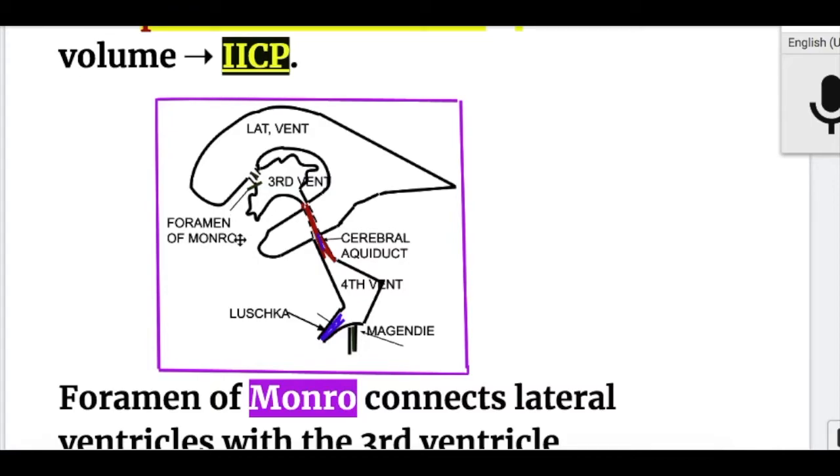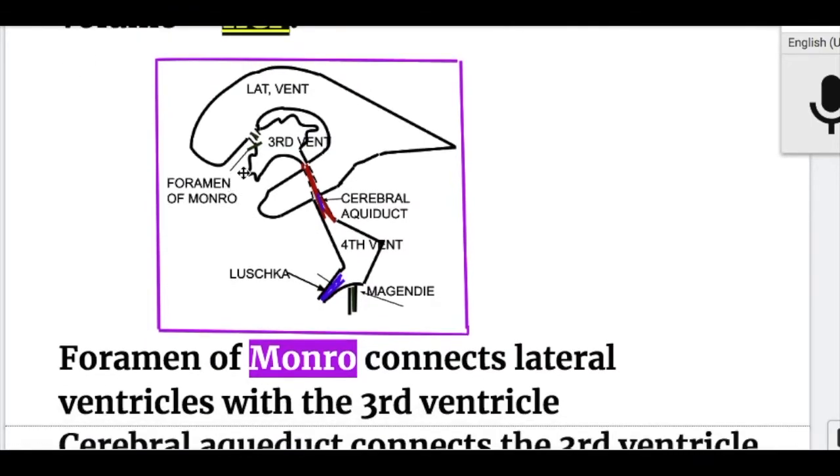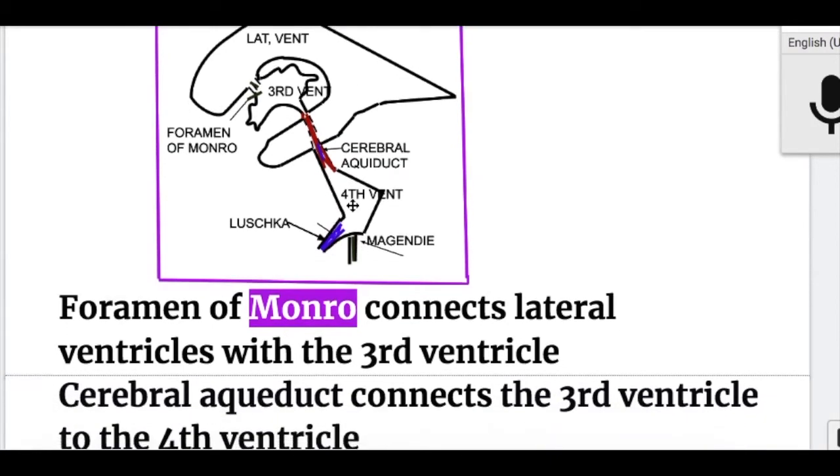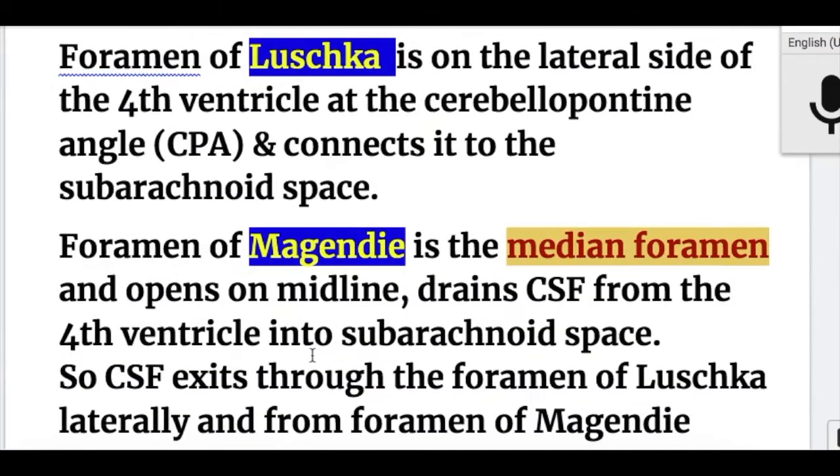foramen. Foramen of Monro connects the lateral ventricles. These are the lateral ventricle, and this is the foramen of Monro that connects it to the third ventricle, and from the third ventricle through the cerebral aqueduct it's connected to the fourth ventricle, and the fourth ventricle is connected through the foramen of Luschka and foramen of Magendie to the spinal cord. So foramen of Luschka is on the lateral side of the fourth ventricle at the CPA, cerebellopontine angle, and connects it to the subarachnoid space.